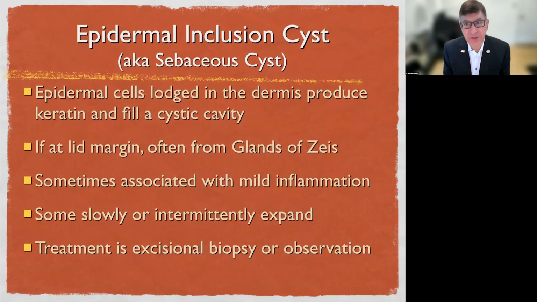This is an epidermal inclusion cyst, also known as a sebaceous cyst. The epidermal cells get lodged in the dermis, producing keratin and fill up a cystic cavity. If it's at the lid margin, it's often the glands of Zeiss. It sometimes is associated with mild inflammation. Some of them will slowly grow, but the treatment is excisional biopsy, or these can be safely left alone.